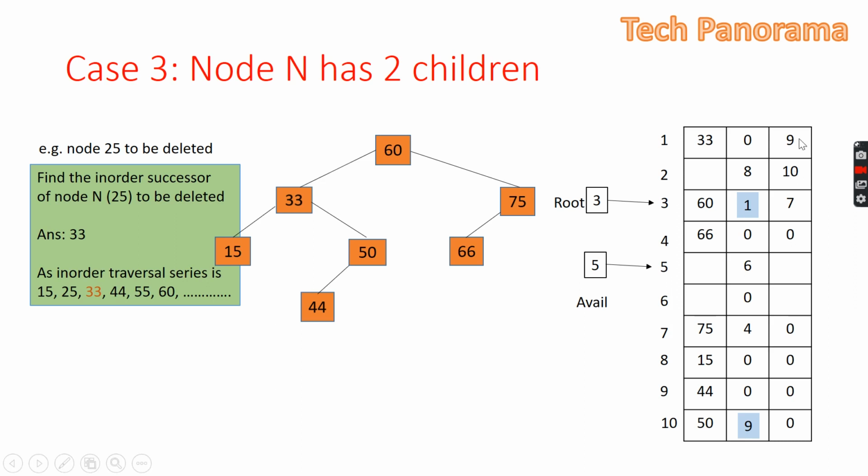So now we will make changes to the 33's left and right. 33's left will be the 25's left and 25's right. So 25's left is 8 and 25's right is 10. So it will be moved to here, 33's left and right. Now we will move this deleted node to the avail. So firstly avail is pointing to 5, then we set it as 5. Next the right will be assigned as 0. Now the avail will point to the second node, right? So it's very easy to implement.